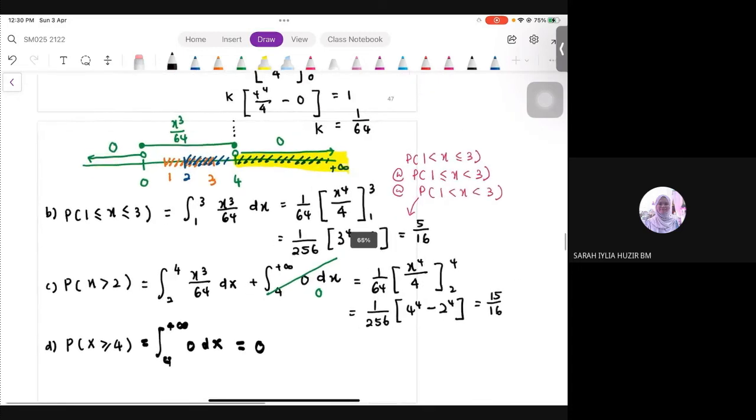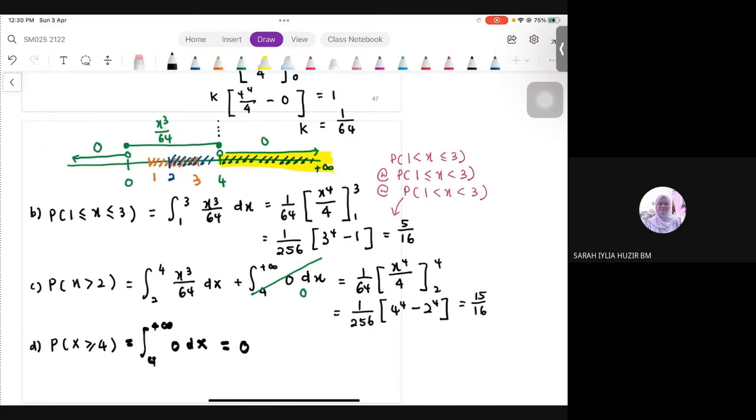So this is actually how you find probability for continuous random variable. Okay, so you just have to integrate the function based on the range, based on the region.